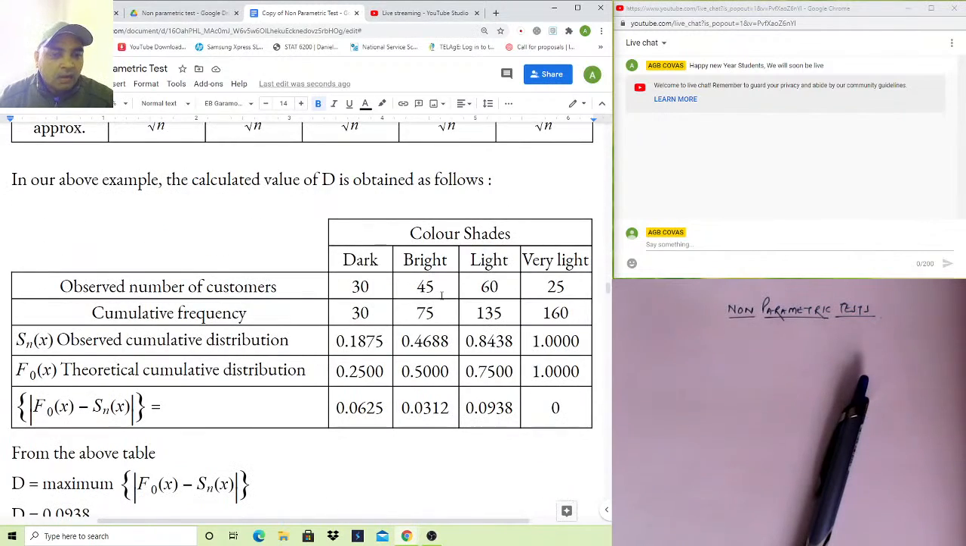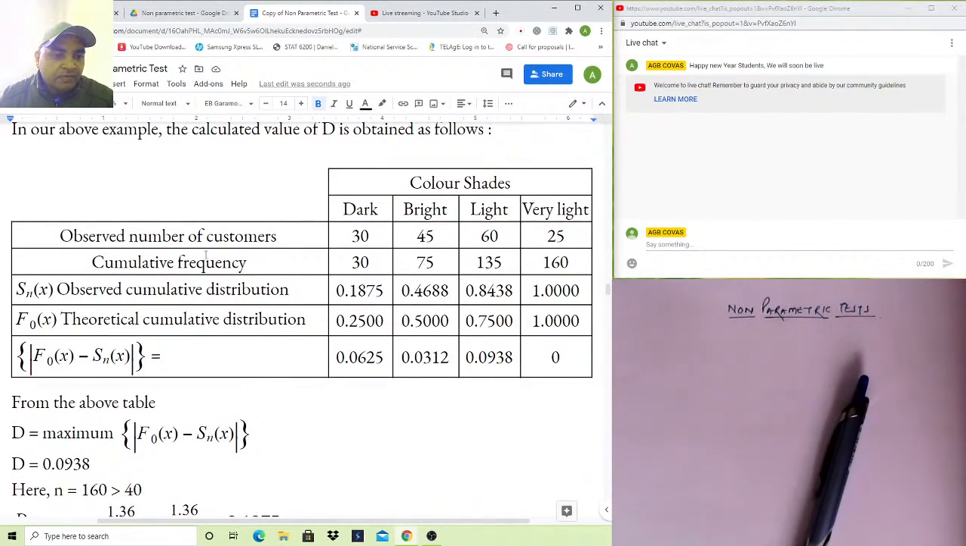In the above question, we have observed the number of customers: 30 were liking dark, 45 were liking bright, 60 were liking light, and 25 were liking very light. Now we have to make the cumulative frequency. So what will be the cumulative frequency? 30, 30 plus 45 is 75, then 75 plus 60 is 135, 135 plus 25 is 160.